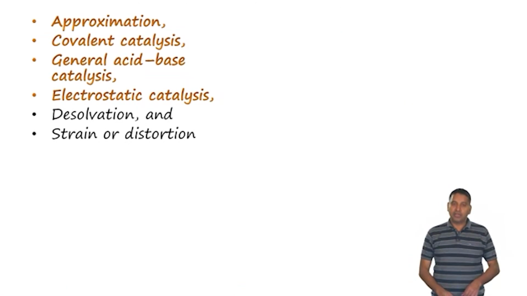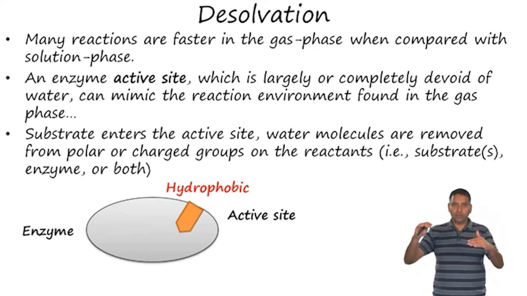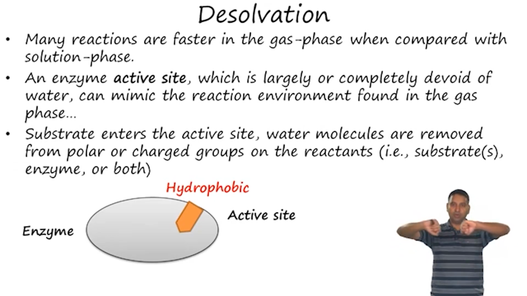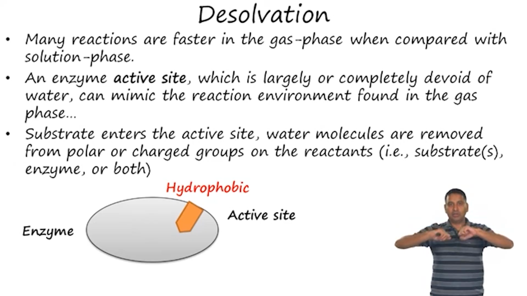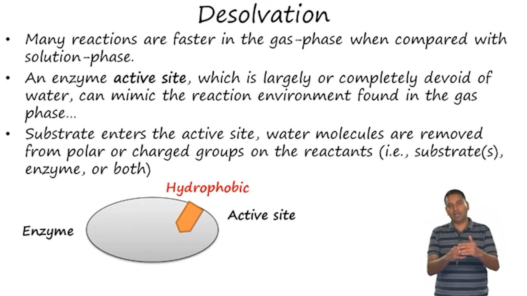Okay. Next, we will look at a mechanism called desolvation. The concept of desolvation is that many reactions are much faster in the gas phase when compared to the solution phase. As a concept, if there are two molecules that have to collide to react, when there is a solvent surrounding them, they have to displace the solvent and then collide. Whereas, in gas phase, it still has to displace some gas, but because of the easy fluid nature of the gas, you do not have that level of resistance.